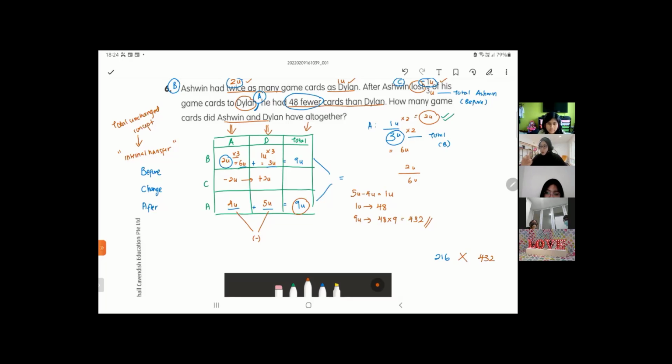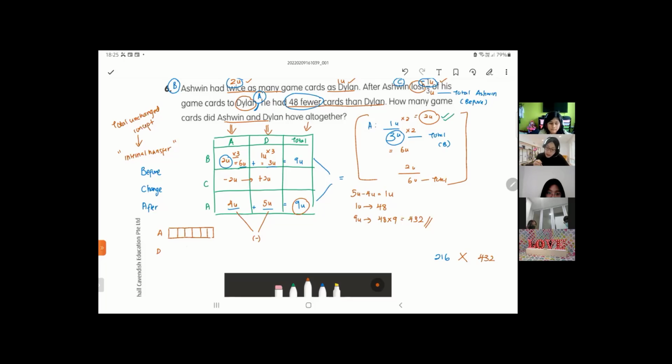Another method is a unit method. So Ashwin and Dylan, right? So I'm going to draw 6 units here. Ashwin is 6 units. 1, 2, 3, 4, 5, 6. Okay, where do I get this from? I have to do this step also. This step will give me this unit. This model, I mean. See, 6 units, right? This is Ashwin, right? This is Ashwin's total, correct?